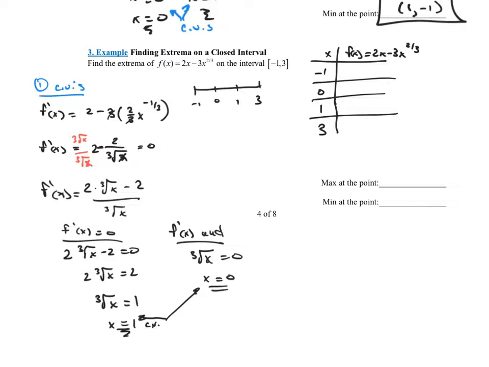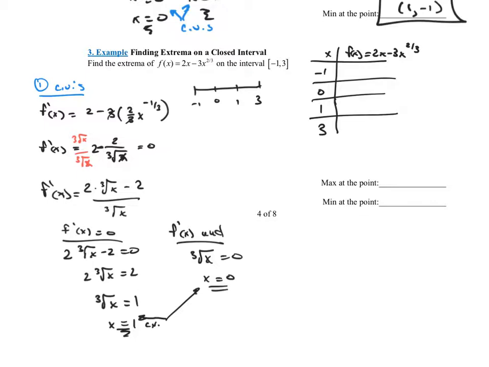So I'm going to use the table feature on my calculator. I hit table. I clear out anything I have. I type in 2x minus 3x raised to the, I'm going to do a fraction, 2/3. I hit enter. Start doesn't matter, step doesn't matter. Make sure you've selected ask x and hit OK.